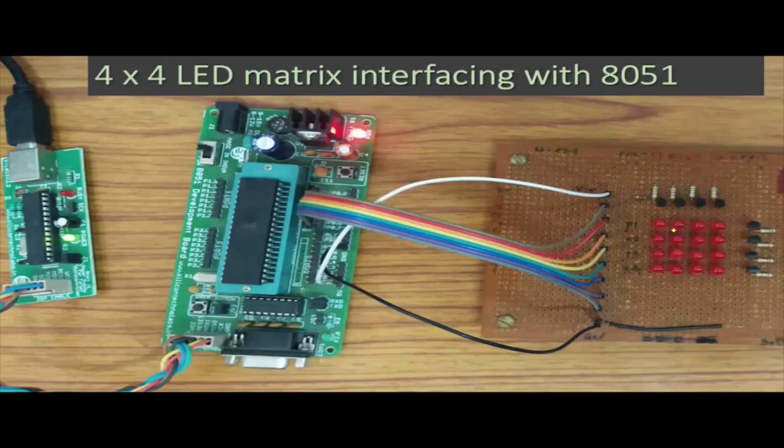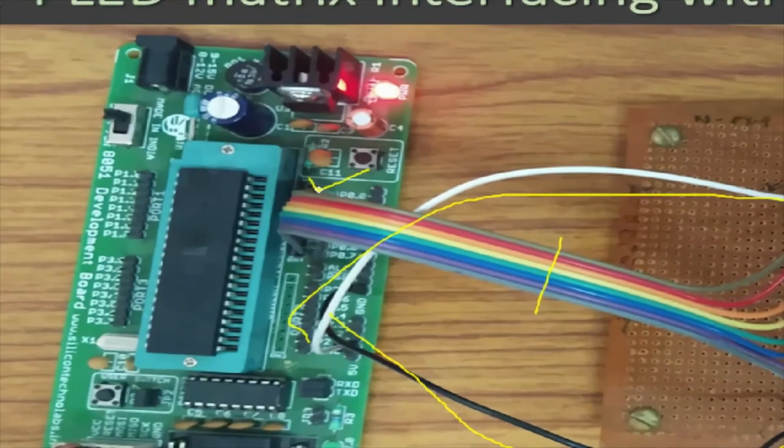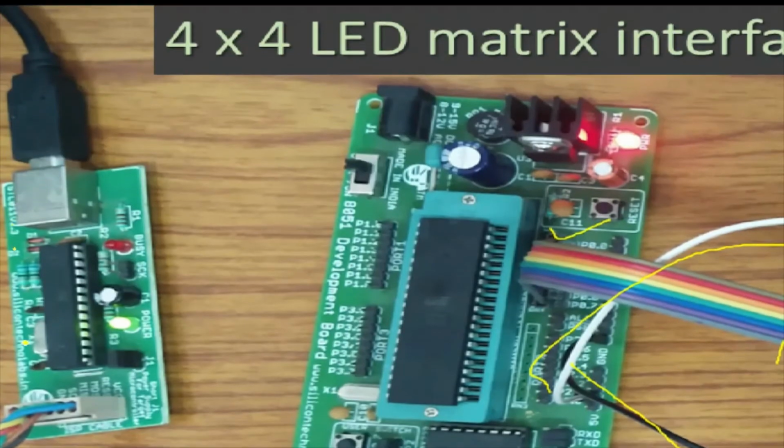Now let us look at the actual interfacing of this LED matrix with 8051 development board. So this board is already explained to you. This white wire is connected to VCC, this black wire is connected to ground, and these 8 wires are connected to port 0. So port 0 connections can be viewed here. And on the left hand side, you will find this programmer unit. This end is connected to USB port of PC or laptop.